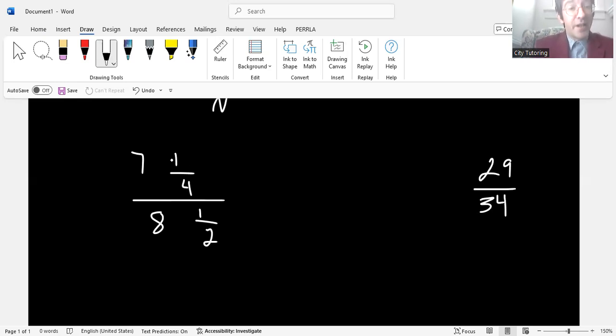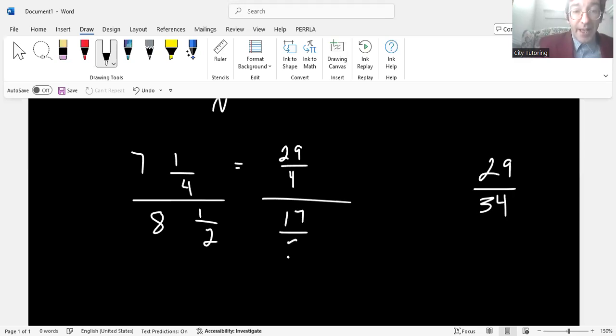4 times 7 is 28. 28 plus 1 is 29 over 4, divided by 8 1/2. Again, if you multiply the denominator by the whole number, that gives you 16. 16 plus 1 is 17 halves. I always check from the top and the bottom if we can reduce anything, because if we can reduce a fraction, that makes your final calculations a lot easier. But unfortunately, we cannot do that in this context.